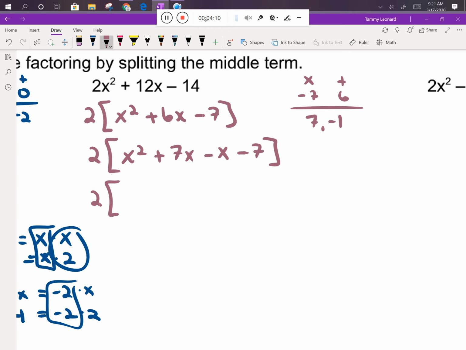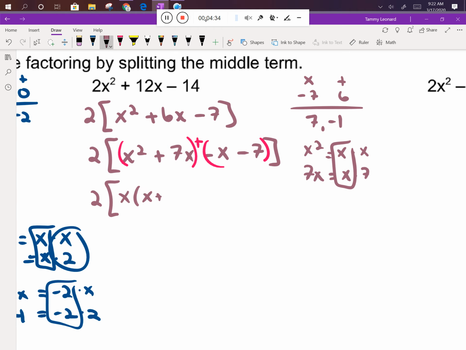The 2 in the big bracket stays, but we need to make this a sum of binomials and look for the GCFs. If I look at x squared and 7x, they both contain an x. I would need to multiply by x, and down here I would need to multiply by 7. So I'm going to factor out the x and leave x plus 7. Then I look at negative x and negative 7. They both can be divided by a negative 1.